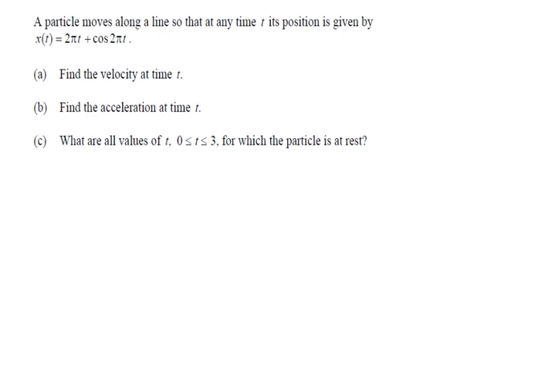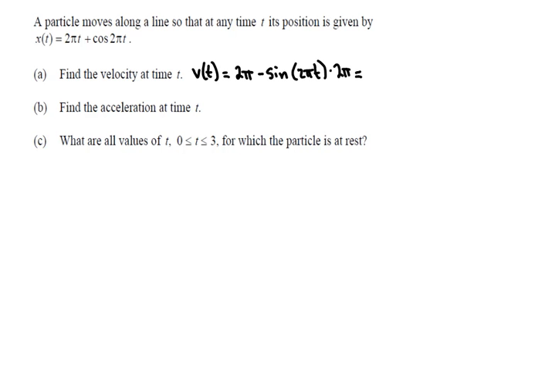With the next problem, a particle moves along a line so that at any time t, its position is given by x of t is equal to 2 pi t plus cosine of 2 pi t. And first we want to find the velocity at time t. So v of t is going to be the derivative of 2 pi t, which is just 2 pi, and then the derivative of cosine 2 pi t is going to be negative sine 2 pi t, then times the derivative of 2 pi t, which is just 2 pi again.